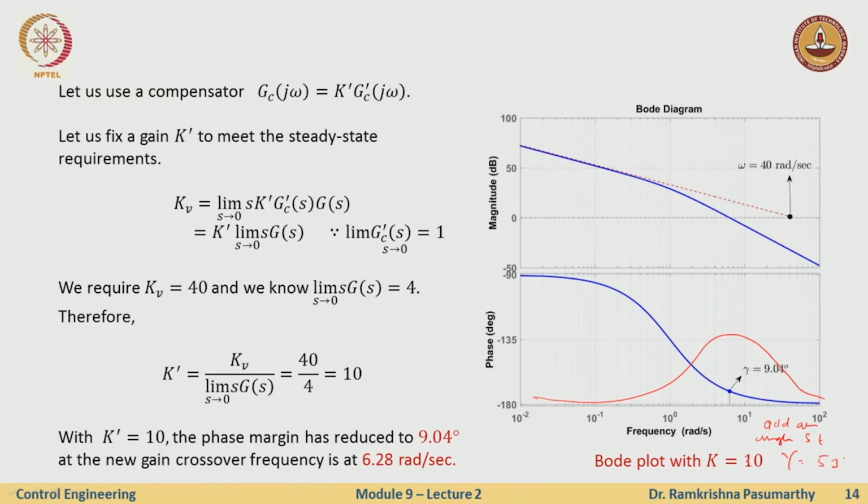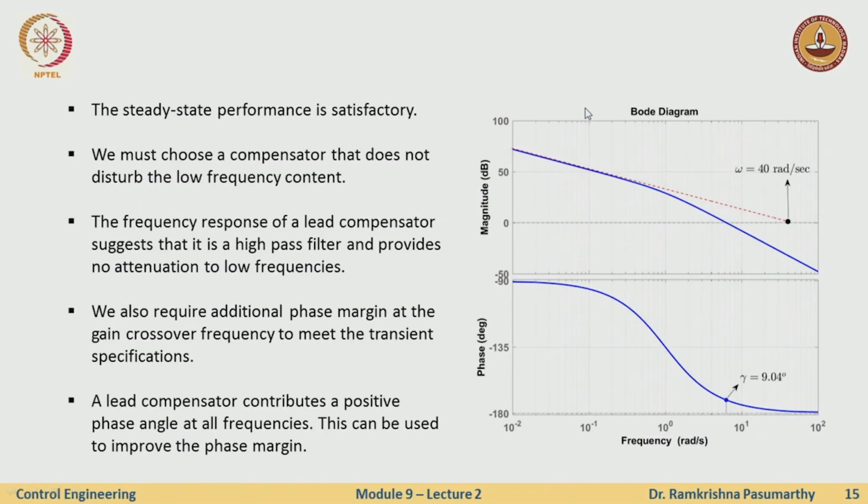Now how will we do this? Here the gain crossover frequency is roughly about 6.28, as you can see from this plot. I have to perform this operation in such a way that the effect on the low frequencies is minimum. Given that the steady state performance is satisfactory, I must choose a compensator that does not disturb this low frequency content. A lead compensator, as I said earlier, is a high pass filter and provides no attenuation to low frequency signals.